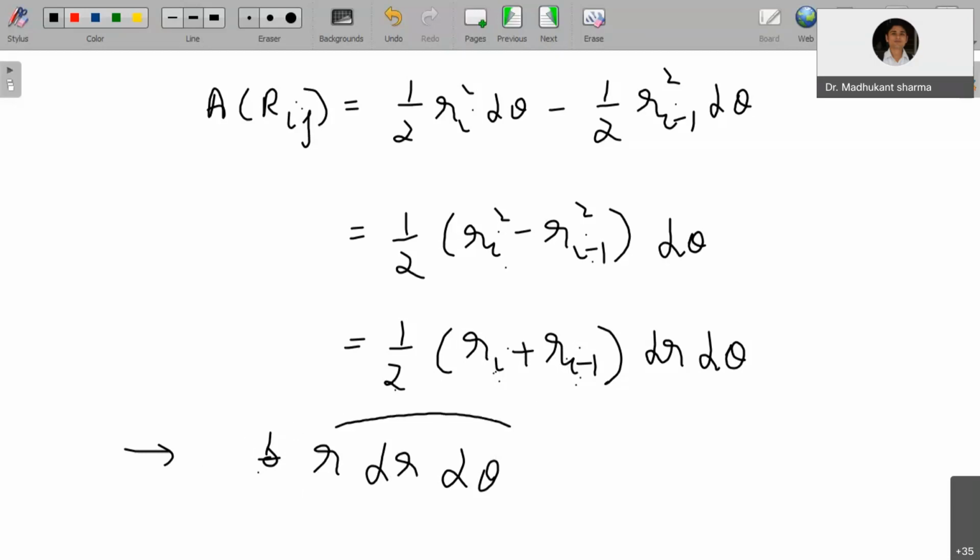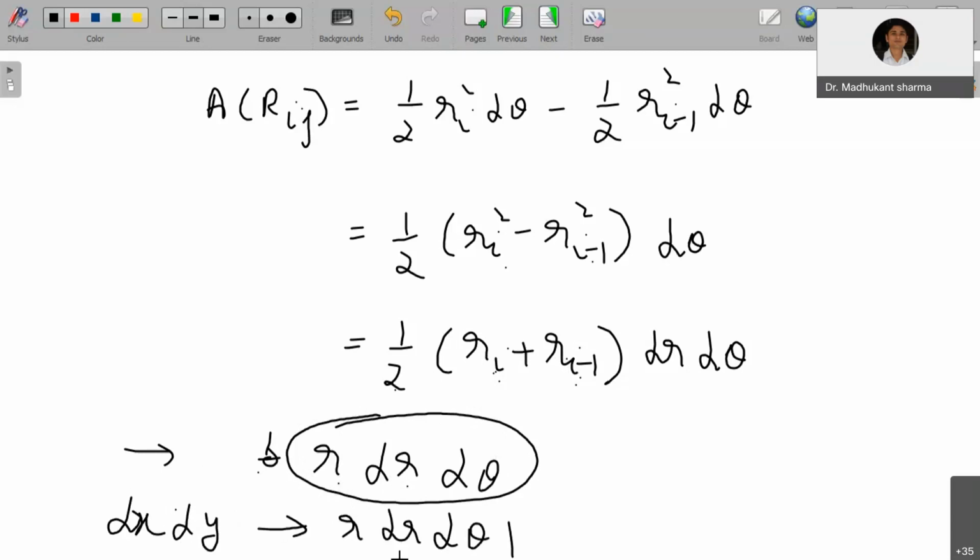So the change in the region in polar form is obtained by r times dr d theta. What that means is dx dy should be replaced by r times dr d theta when you are changing to polar coordinates.